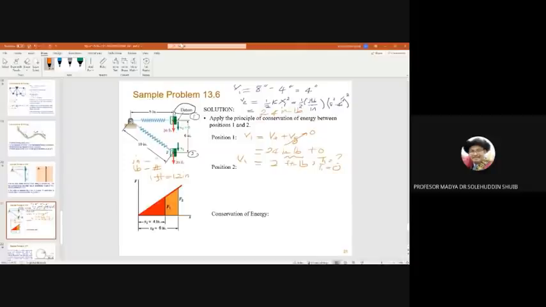We have completed the first part, which is position 1. Now we proceed to position 2. Look at position 2 here. From position 1 to position 2, it's going down like that, and the spring has been stretched in this manner.